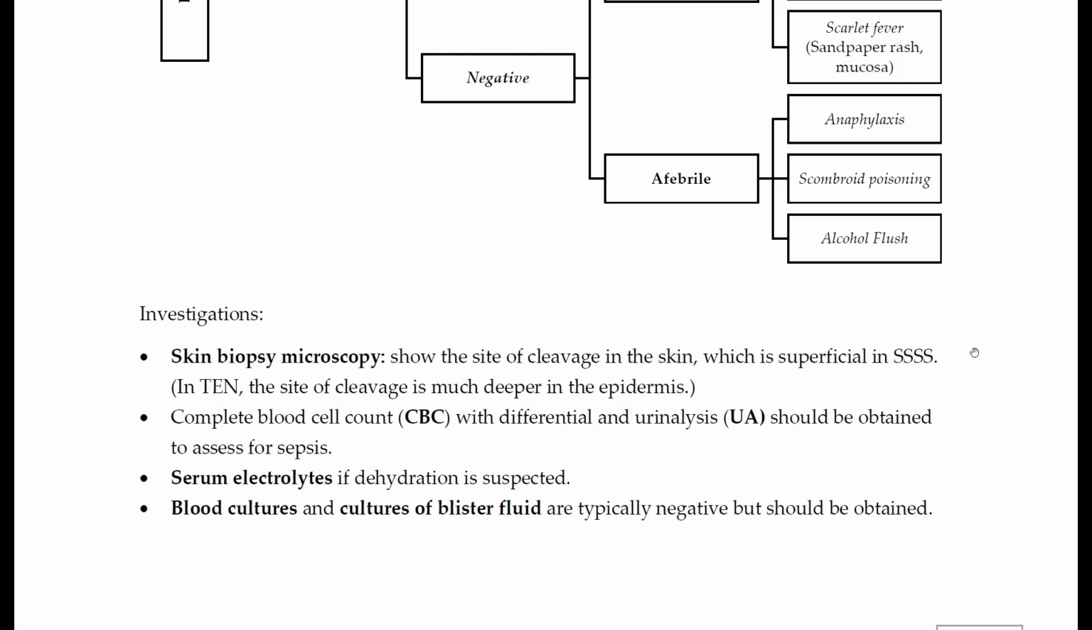in epidermis. We can also go for complete or full blood count and urine analysis to look for features of sepsis. If we suspect that patient is suffering from dehydration, we should also check the serum electrolytes. Blood cultures and cultures of blister fluids are typically negative, but however, they should always be obtained.